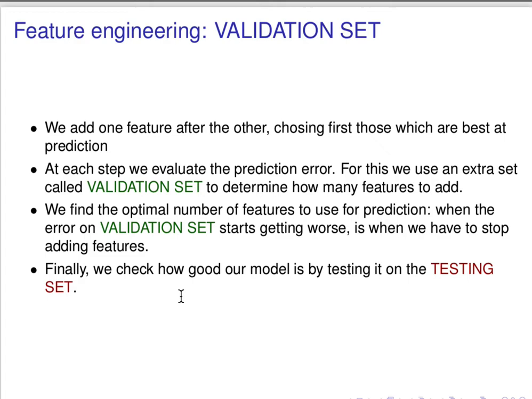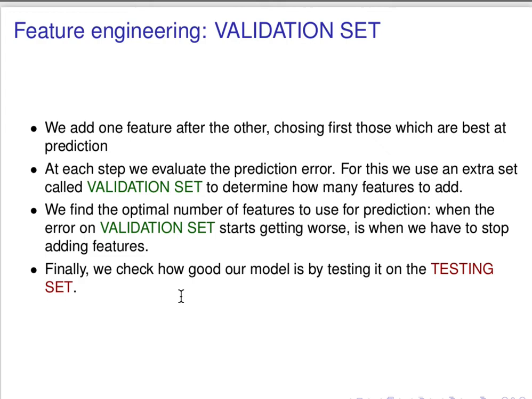Should we add bathrooms or number of bedrooms, whatever? So you start like that, and at each step you need the validation set, because you're going to add one feature after the other, and to choose the next feature, you take the features which you have already chosen and see what works best. And then you get the list of such features which you add one after the other.